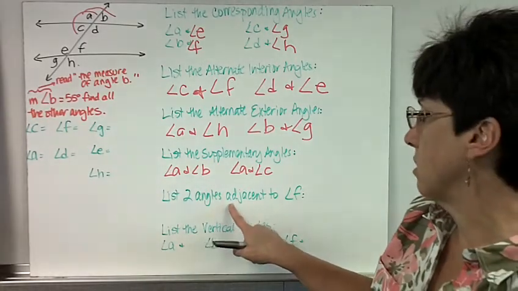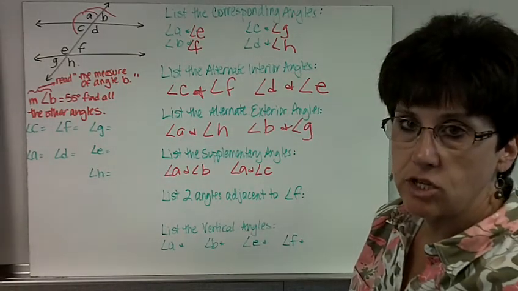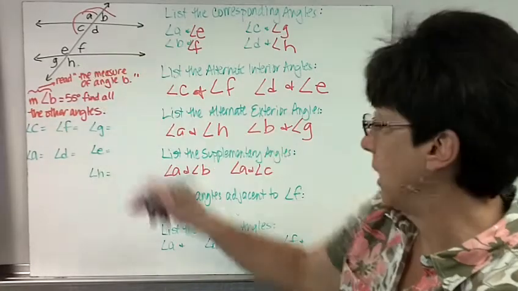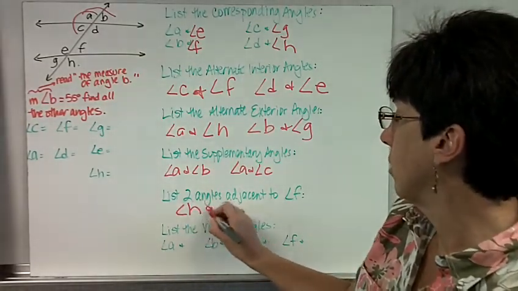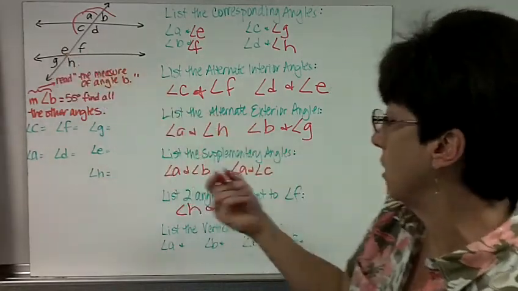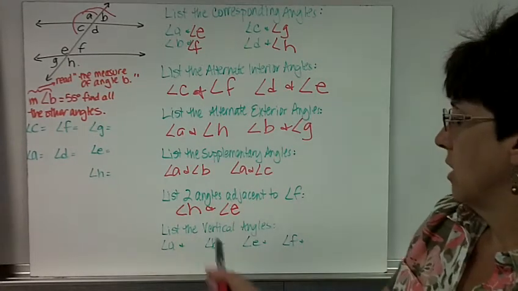Let's list two angles adjacent to angle F. Adjacent means they share a same line. So angle F, this bottom line, shares with angle H. And angle F shares this side line here with angle E.